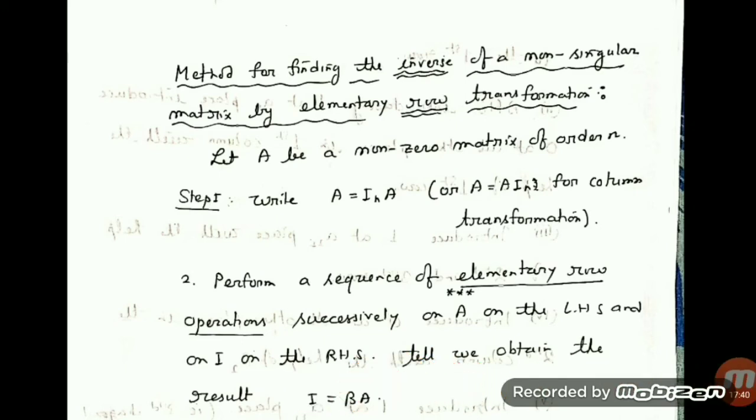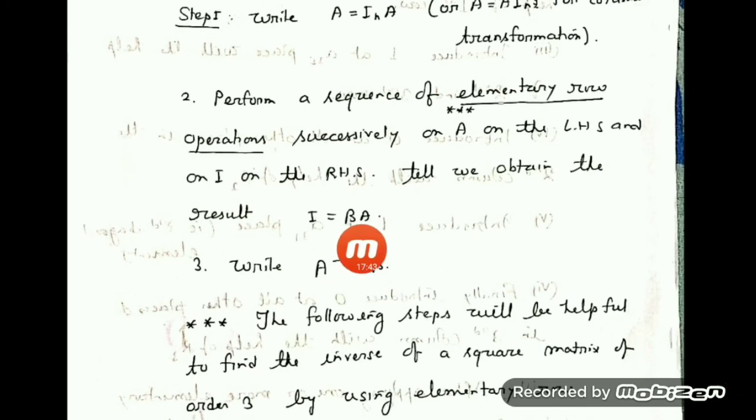Okay, and I is equal to BA means what? It means the product of two matrices equals the identity matrix, then B is the inverse of A. Now, what are the transformations we have to apply? Here I am giving some star marks.